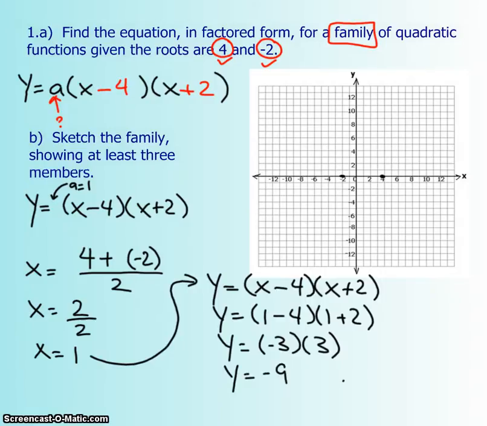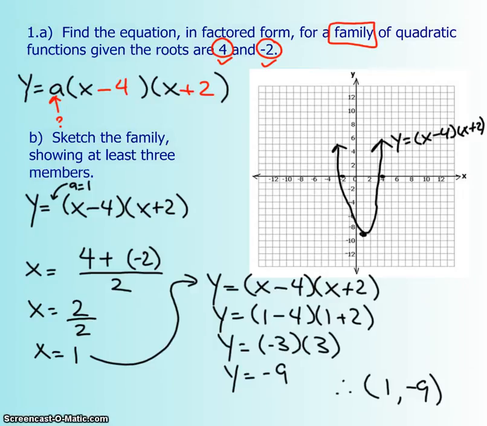Okay, so your vertex is your x value, which was 1, and your y value, which is negative 9. So along the 1 line, that's where our vertex is, and now you can draw your u. Whoop, I'm a little bit off, but that's okay. y equals (x minus 4)(x plus 2).